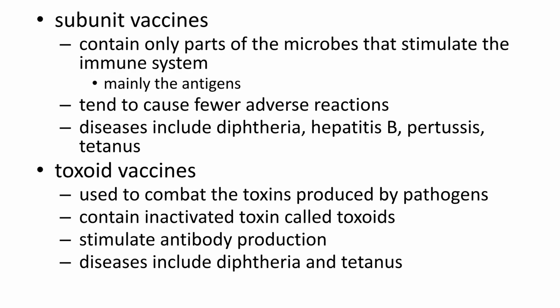Subunit vaccines contain only the parts of microbes, mainly antigens, that stimulate the immune system, often causing fewer adverse reactions. Toxoid vaccines use inactivated toxins, called toxoids, to combat the toxins produced by pathogens, stimulating antibody production.